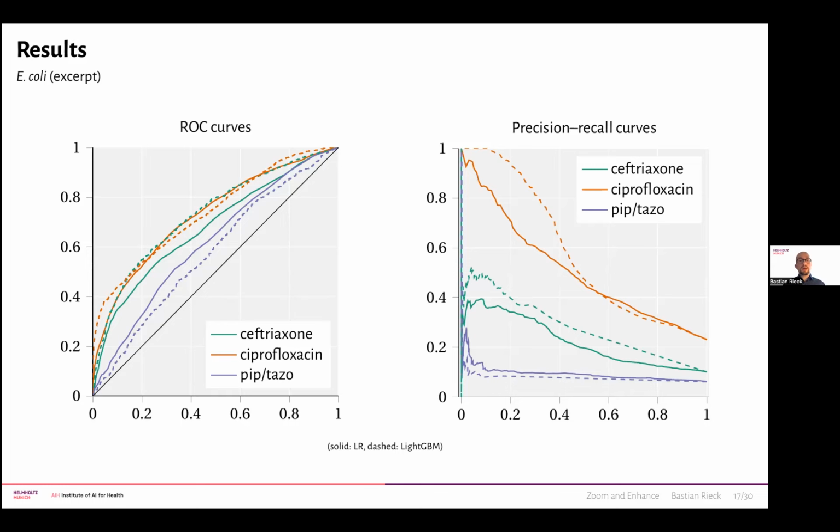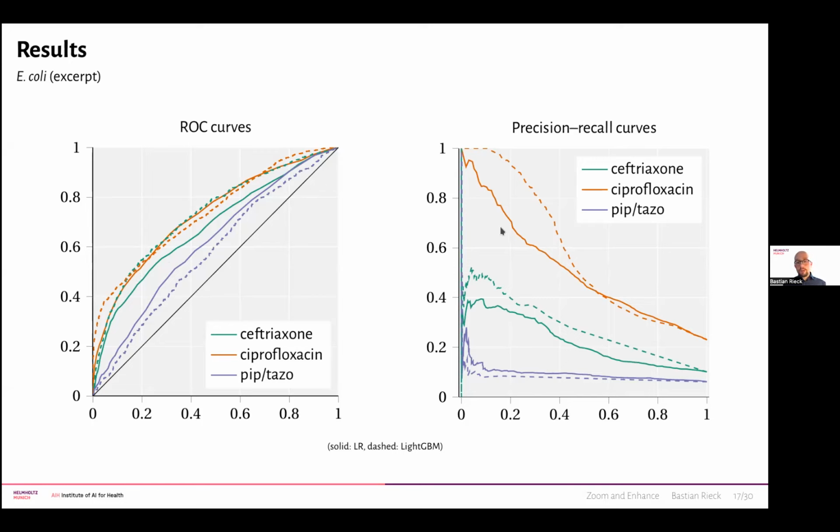So it made for a very nice model here. Anyway, when we take a look at those ROC curves, you can see that the solid line is the logistic regression, the dashed line is the LightGBM classifier. In terms of the ROC curves, it seems that for the three priority pathogens and the antibiotics, you can see that LR is doing quite well. LightGBM seems to be a little bit worse.